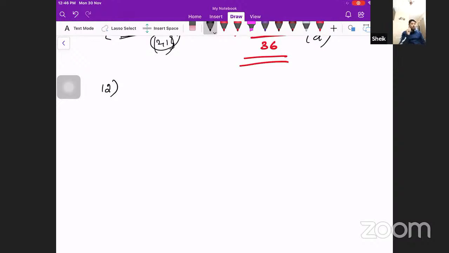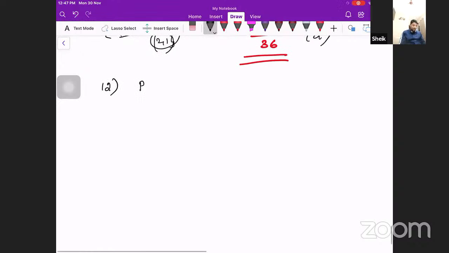If one card is drawn at random from a pack of playing cards, find the probability that it's neither hearts nor a club. It's neither hearts nor club. So that means we have to find the probability of not hearts, not even club. This is what we have to find out.